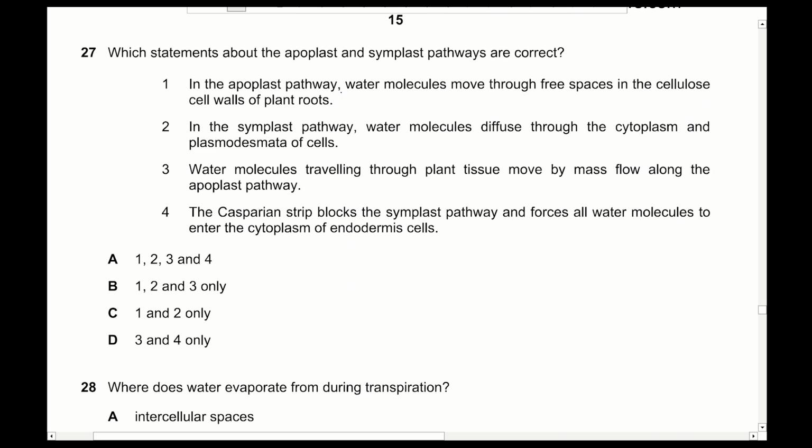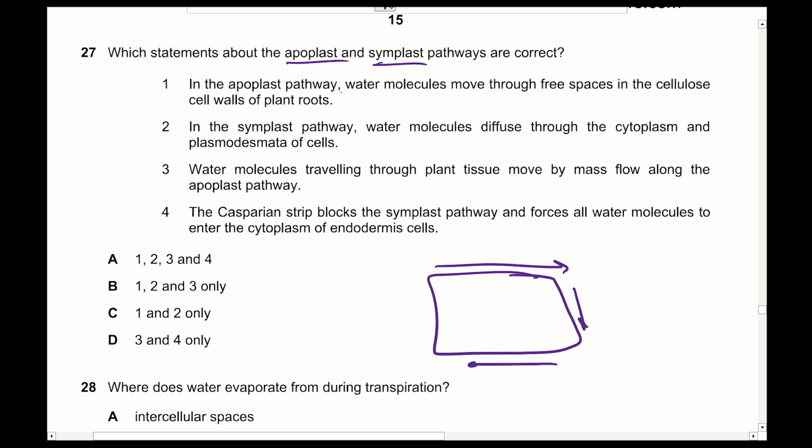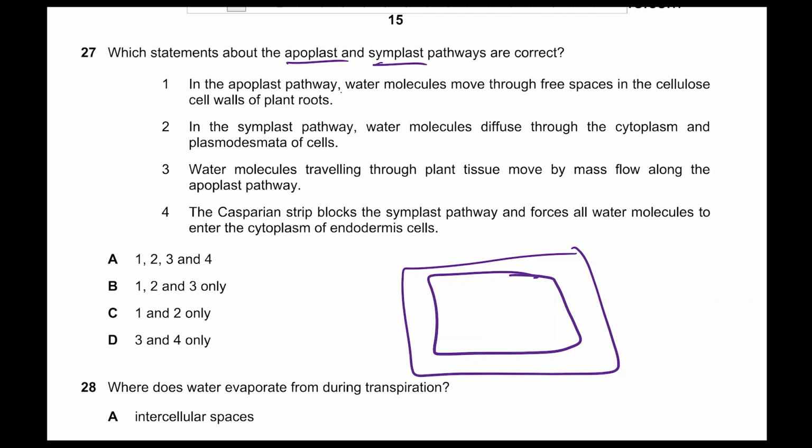Question number 27. Which statements about the apoplast and symplast pathways are correct? So, the apoplast pathway is the pathway where water transport takes place outside the cell walls of the plant. So, the water does not actually enter the cell itself. Whilst the symplastic pathway is the transport method where water actually enters the cell through the plasmodesmata. Now let's see the suggestions that we have here.